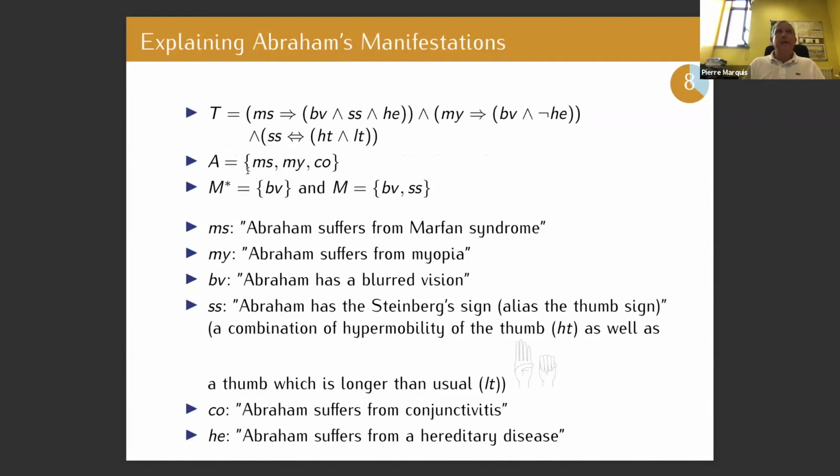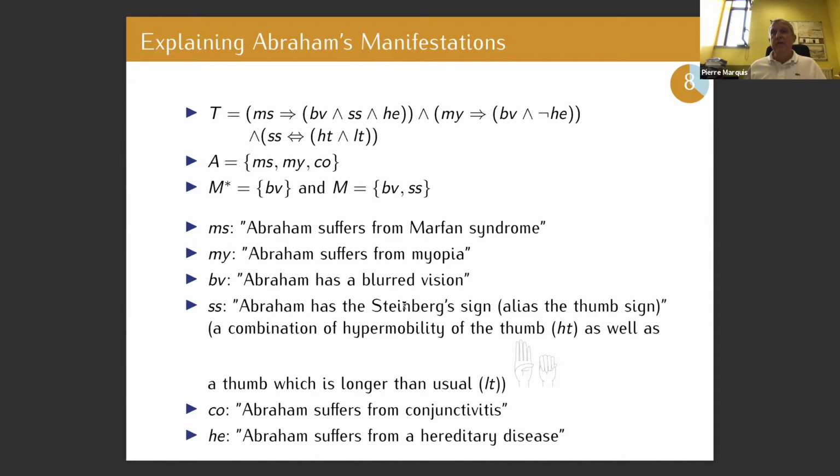So, considering Abraham's case, this can be made formal by considering the following domain theory. Basically, the first implication just states that if we assume that Abraham suffers from Marfan syndrome, then this explains why he has blurred vision. This is a hereditary disease. And this also explains another manifestation observed by the physician but not known by Abraham as such, something which is known as Steinberg sign.